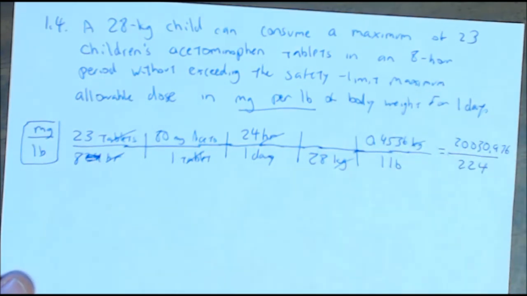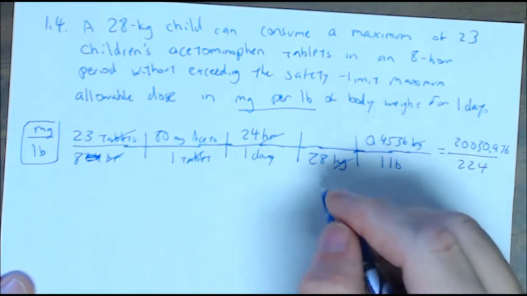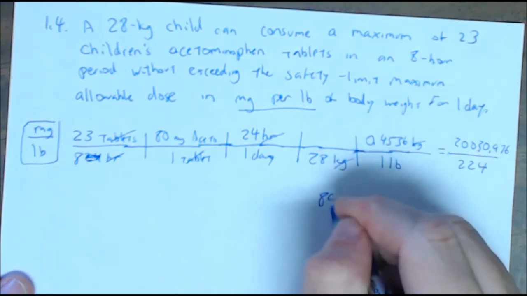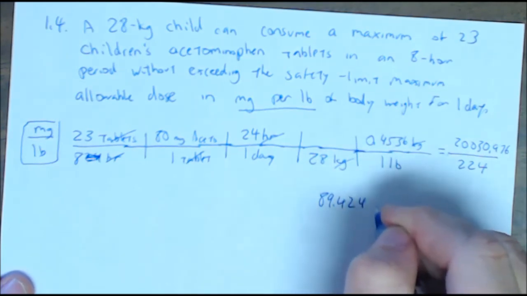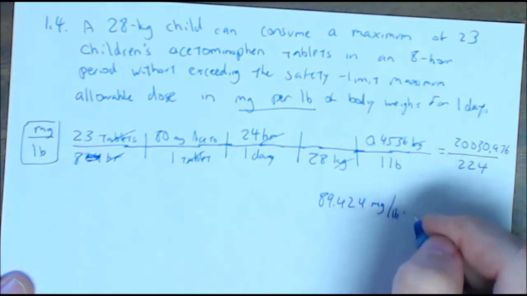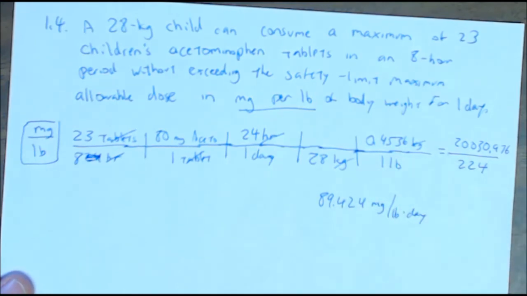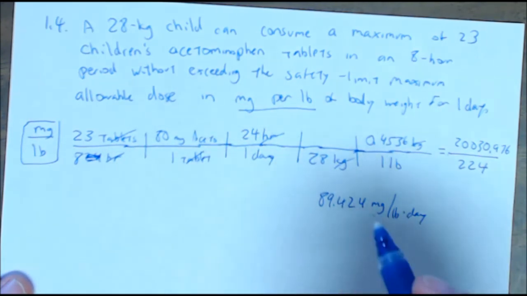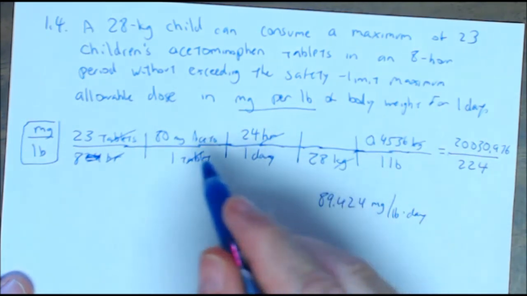Okay. Now I'm going to go ahead and divide 20,030.976 by 224, and my answer that I get here is 89.424 milligrams per pound per day. Okay. Now, because this is a kind of complicated problem, I'm going to go back and double check that I've got everything right. Okay, so I'm going to go back and look at what I've done.